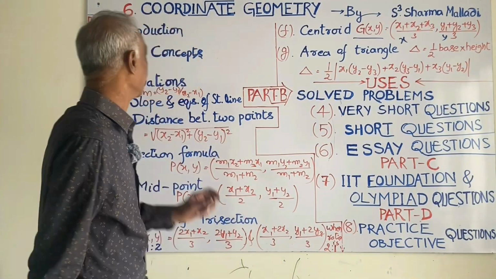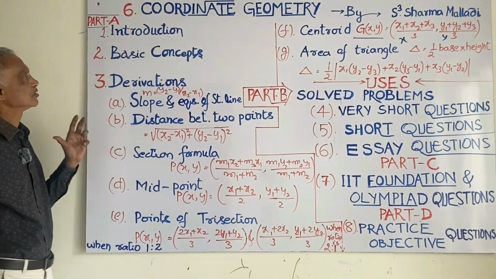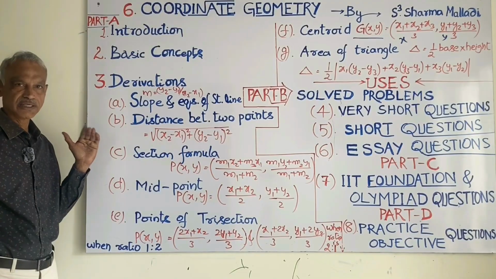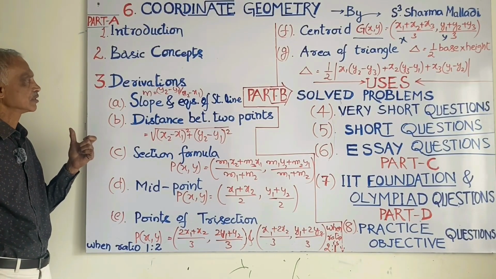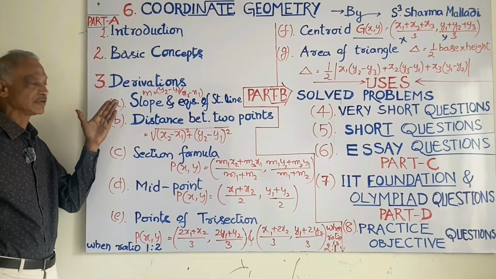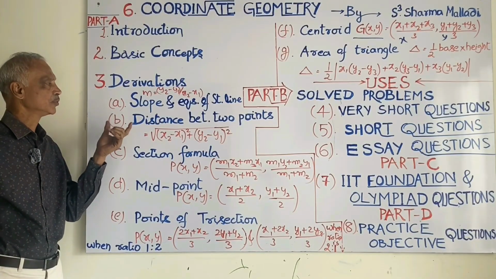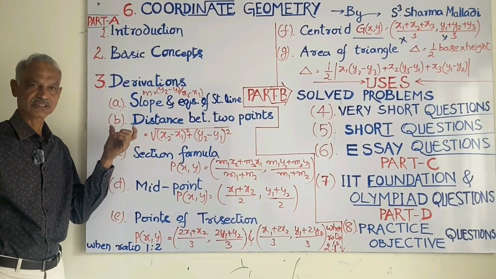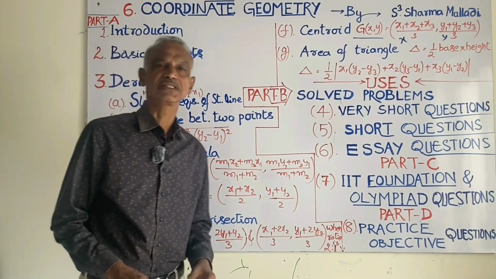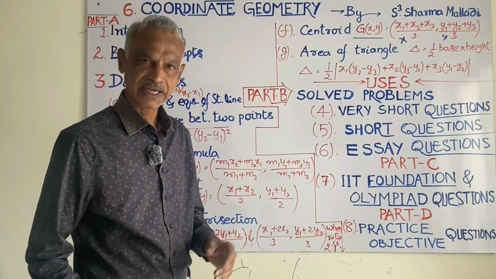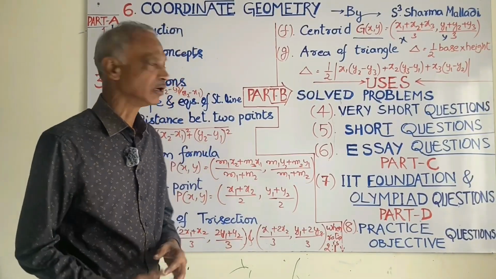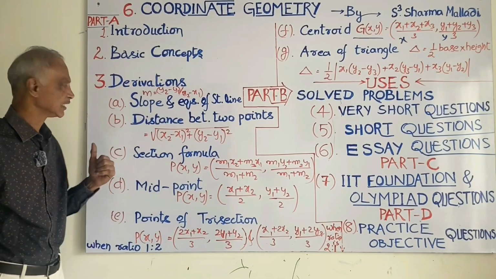Hi students, today 6th chapter coordinate geometry. In part A you will have introduction, basic concepts. Third one, derivations of slope and equations of straight line. Equations of straight line means y is equal to mx, y is equal to mx plus c, x by a plus y by b is equal to 1. All these are equations of straight line.